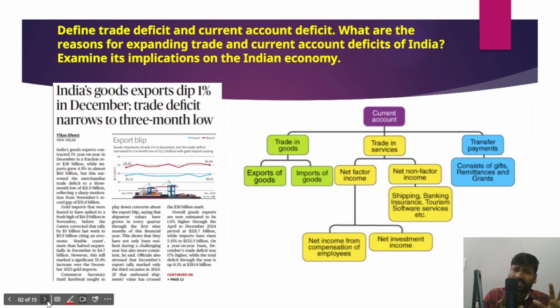And in fact, you can see on this image that you could understand what constitutes the current account, right? So in fact, current account constitutes trade in goods, trade in services, and in fact transfer payments as well, right?